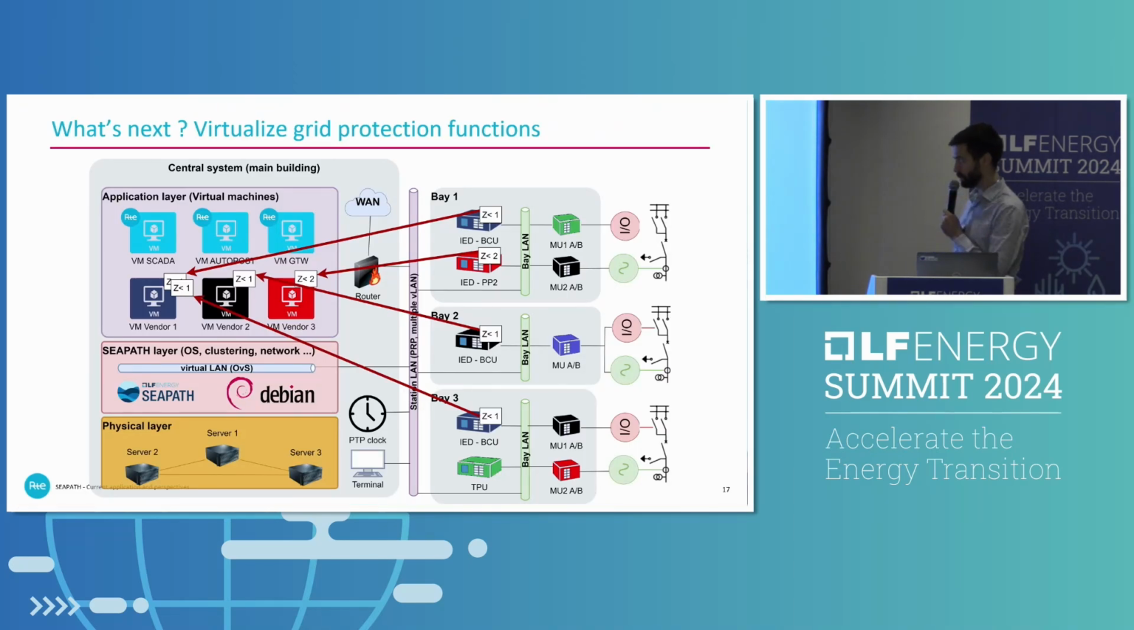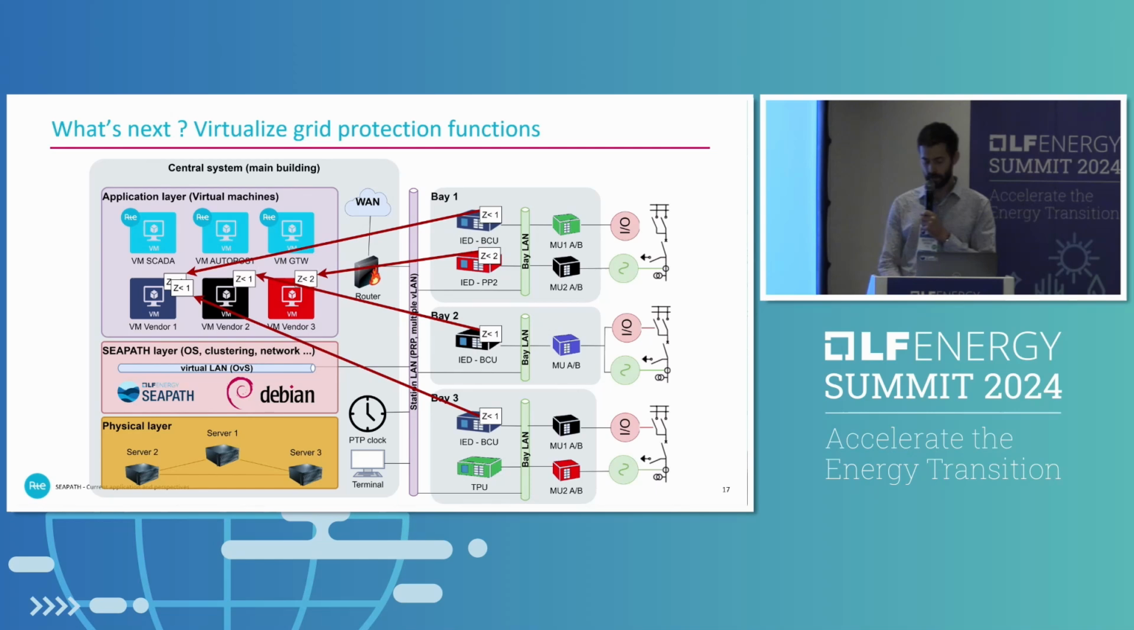So what do we want to do next? This project, RSpace, was an industrial one. Now we are launching a new project called VCC, for Virtualized Control and Command, or VPAC. And what we want to do is that all the protection functions that were in the IEDs at bay level, we want to host them in SEAPATH.